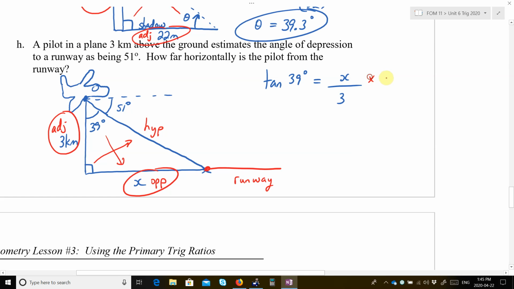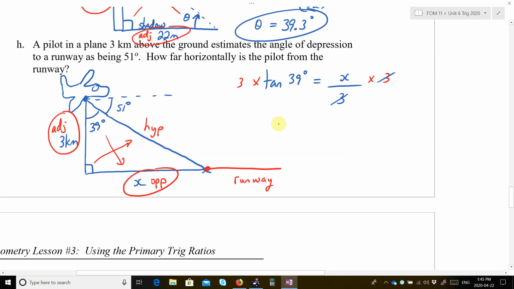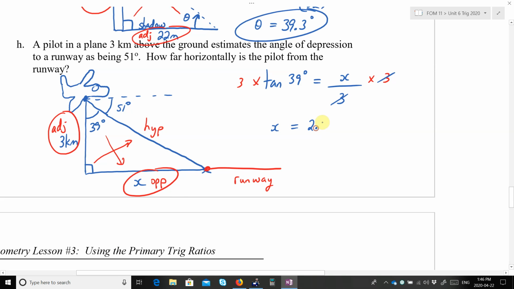And we solve this for x. X is equal to 3 times tan 39. Bang. 2.4. That would stay as 2.4, and that is going to be kilometers because the height of the plane is 3 kilometers.